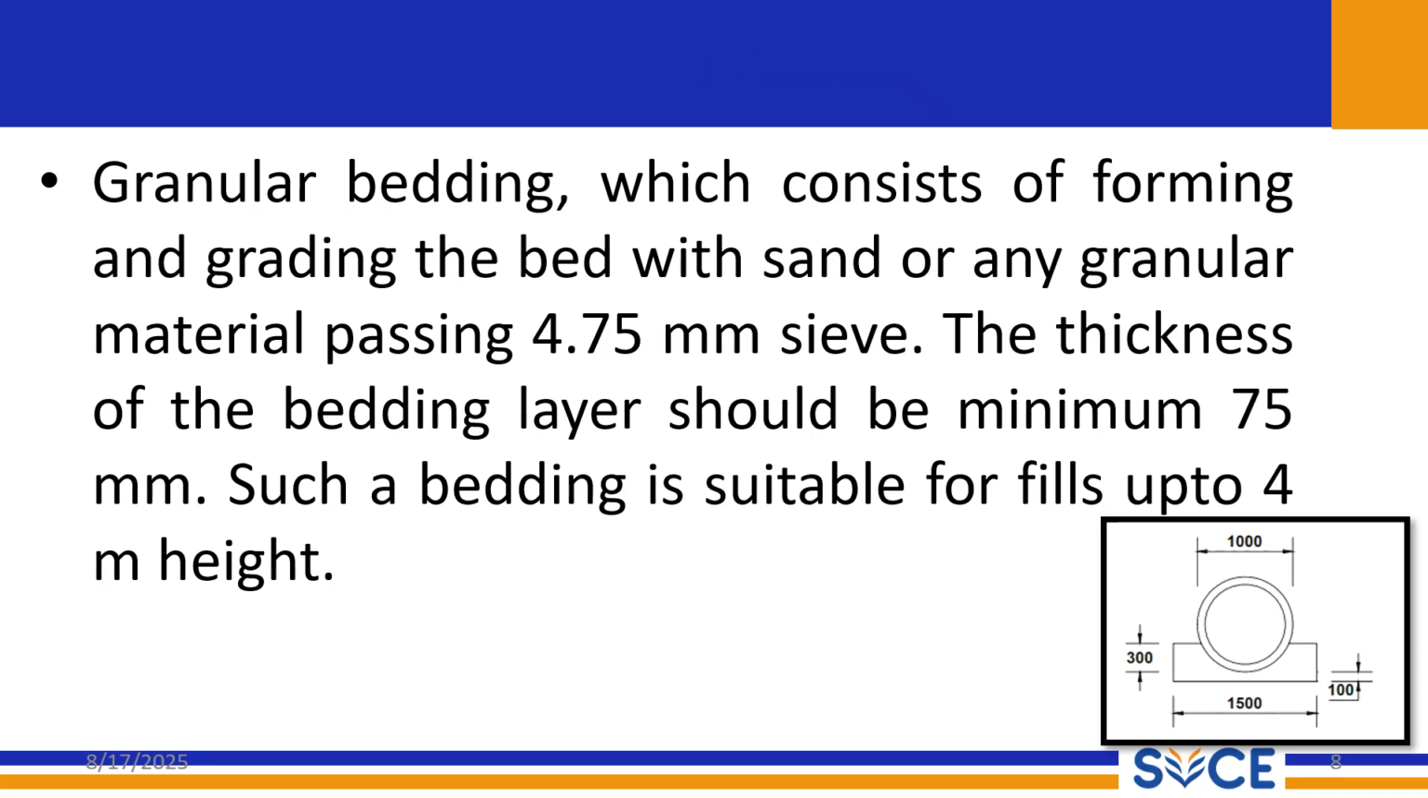So this is the granular bedding required for the pipe culvert. The granular bedding, which consists of forming and grading the bedding with sand or granular material passing 4.75 mm, is normally provided. The thickness of the bedding layer should be minimum 75 mm. Such bedding is suitable for fills up to 4 meters height.